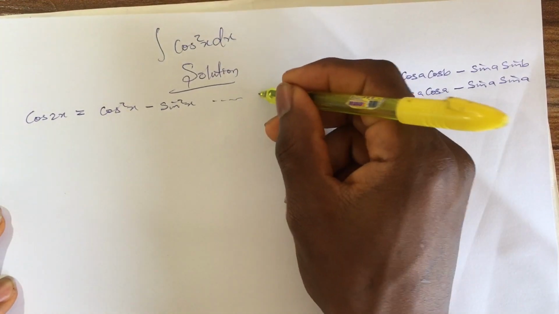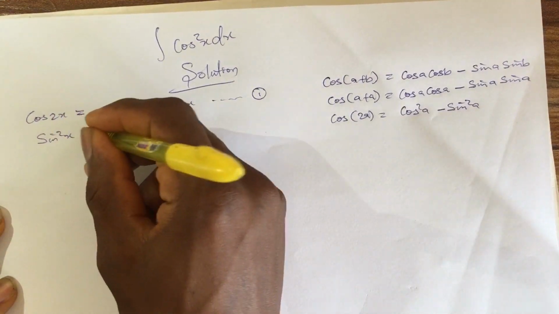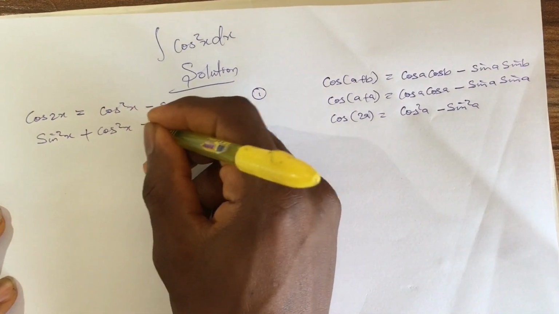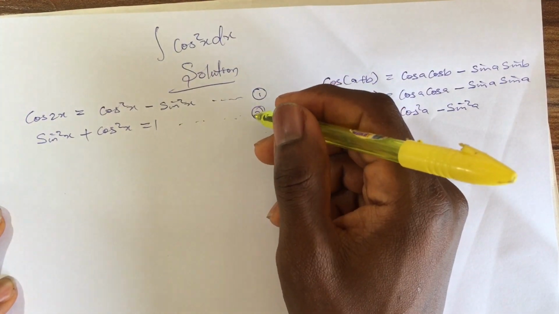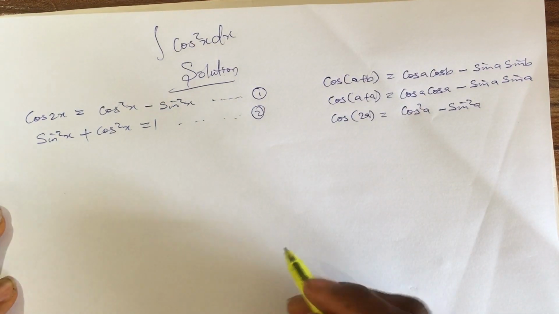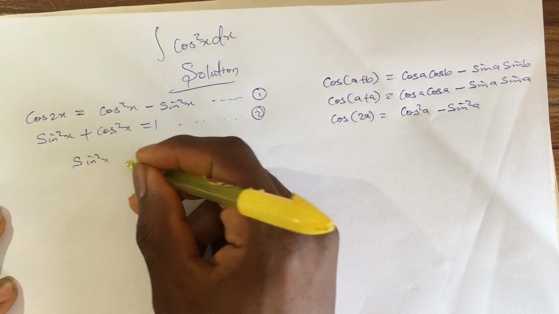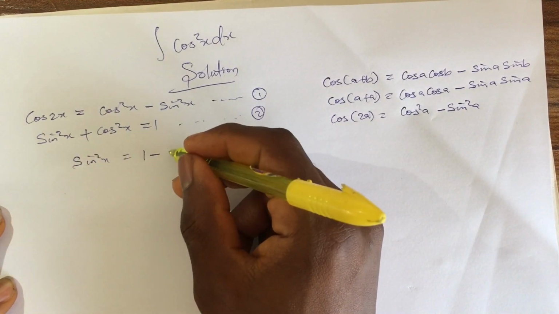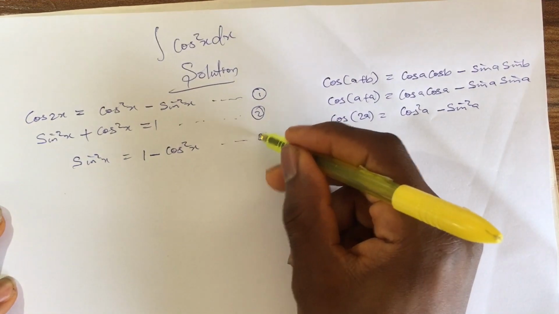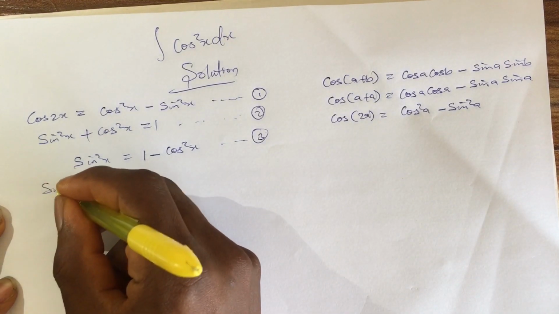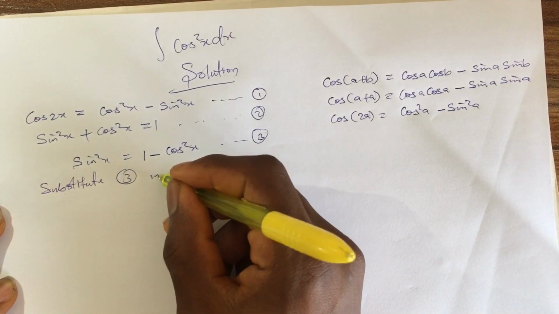Let's label this equation 1. And sin²x plus cos²x is equal to 1, equation 2. Now, from equation 2, let's make sin²x the subject of the formula. Therefore, you have that sin²x is equal to 1 minus cos²x, equation 3. Hence, we substitute equation 3 into equation 1.